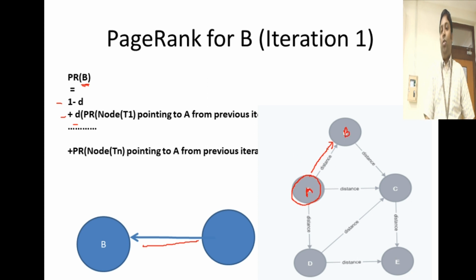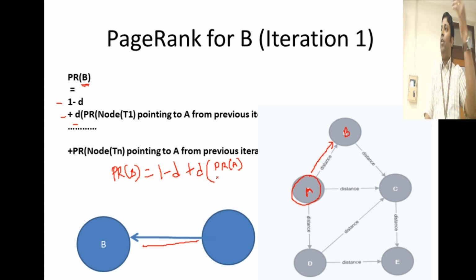So now the formula is, we have to find the PageRank of B. The PageRank of B is going to be 1 minus d plus d into, we have to find the incoming node, and that PageRank you have to take. PageRank of A. When I say PageRank of A, this value is already computed, and you have to take it from the previous iteration, iteration 0.